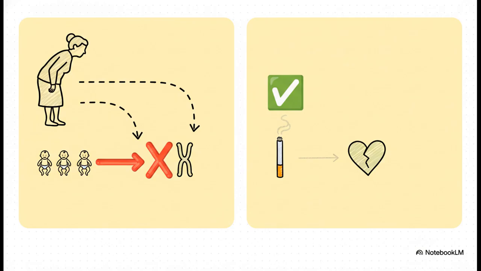And then you flip it. Look at the right. The link between smoking and cardiovascular disease? The relative risk is actually kind of weak. But do we know it's causal? Oh yeah, we know for a fact that it is. So what's the big takeaway here? Strength is a really good hint, but it is not a requirement, and it's definitely not proof on its own.